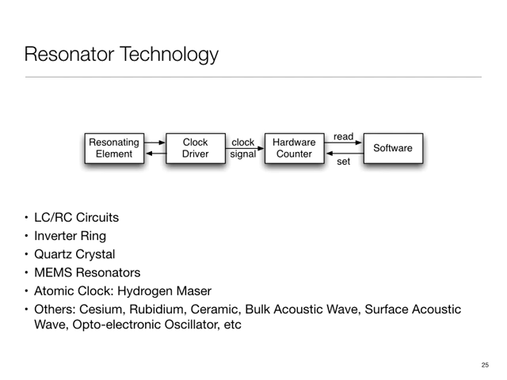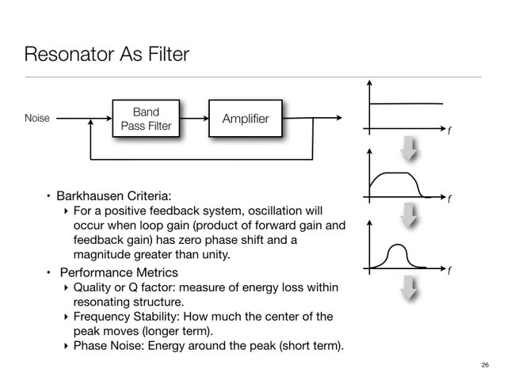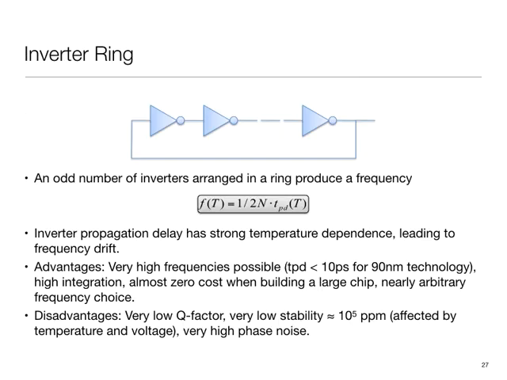Inverter ring. Let's see, do I have slides for these? I have a slide for inverter ring. An inverter ring is basically an odd number of inverters in a circular loop. So essentially, a transition here will invert, invert, invert, and then come back. So it's basically a runaway circuit. Again, the issue here is very similar, that strong temperature dependence, lots of drift. But one advantage is that you can have very high frequencies. On the chip, you can generate pretty high frequencies because the propagation delay of an inverter is a picosecond, so you can generate very high frequencies very easily.